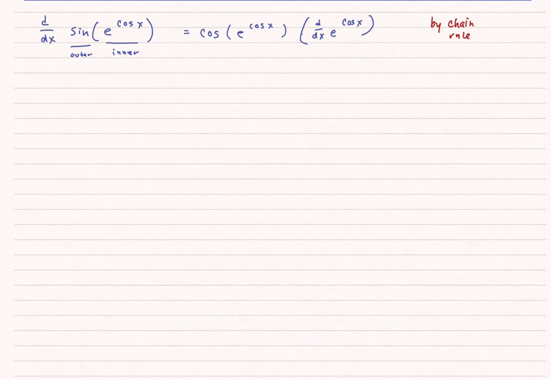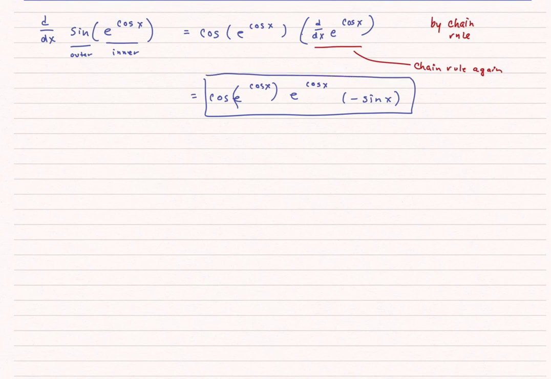But I'm going to have to use the chain rule again in order to find the derivative of that inside part. My outside function is e to the stuff. The derivative of e to the stuff is just e to the stuff. Now I need to multiply that by the derivative of the stuff, and the derivative of the stuff is negative sine x. The derivative of cosine, remember, is negative sine. And again, that is my final answer. I'm not going to bother with simplifying that.